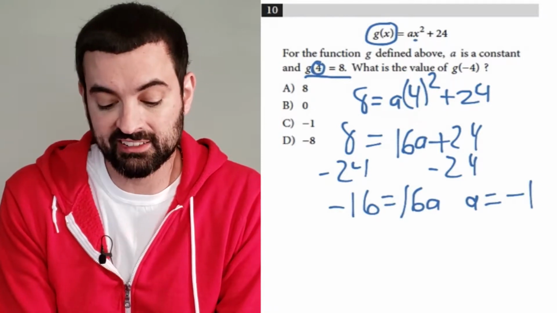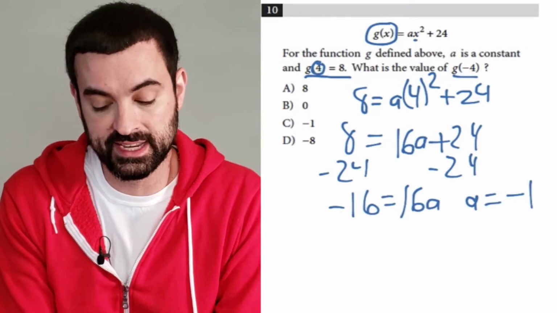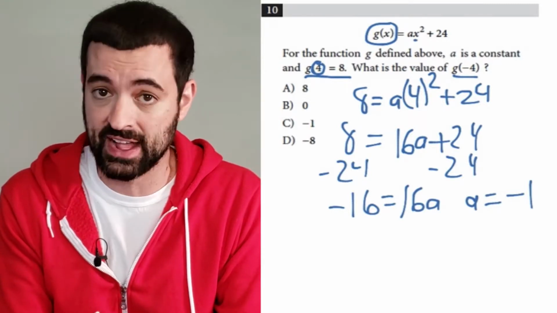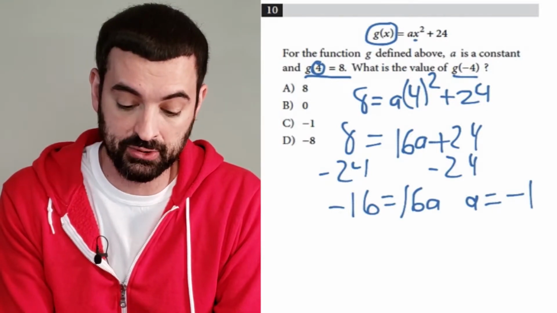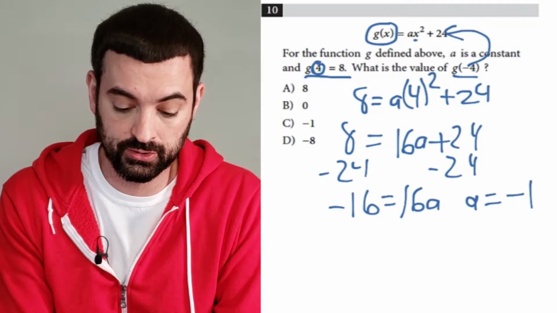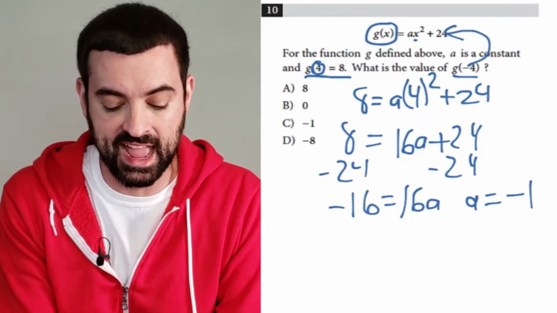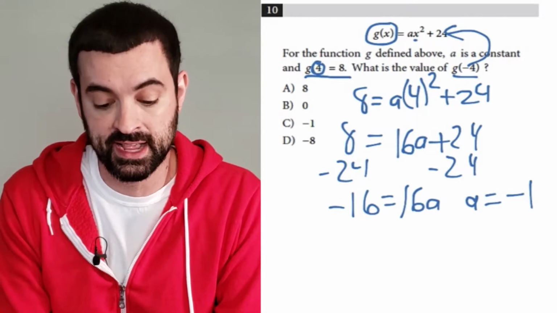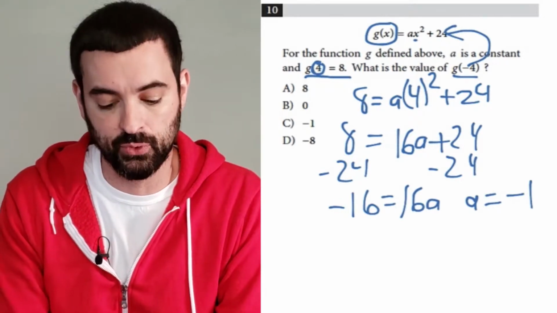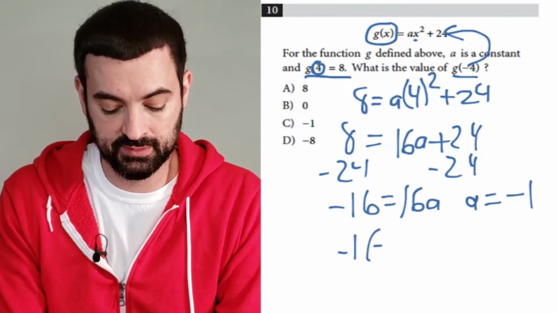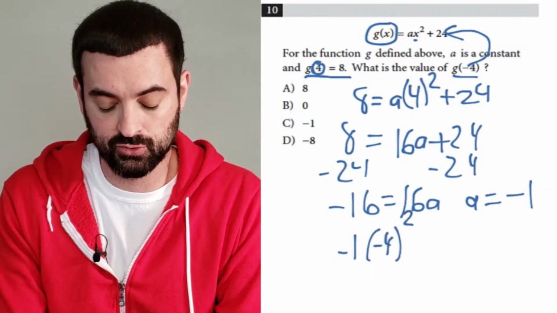Now, when they say what is the value of g of negative 4, remember, if it's inside the parentheses, it's an x value. So I'm going to put negative 4 into this function and see what I get out when my a is negative 1 and my x is negative 4. Negative 1 times negative 4 squared plus 24.